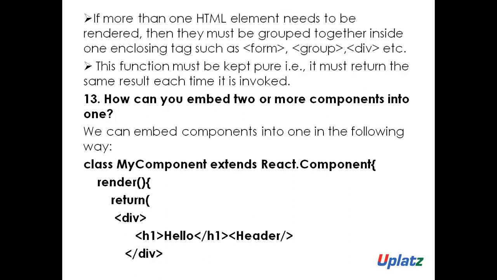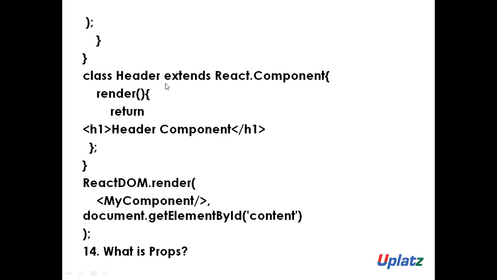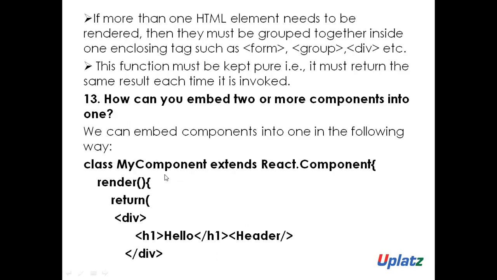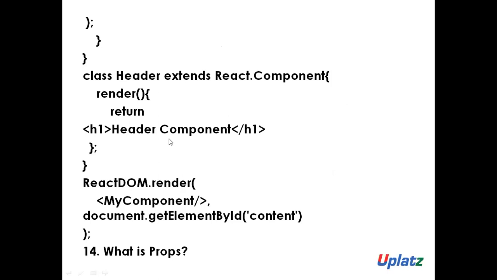How can you embed two or more components into one? How can we do that? So I have a class, my component, extending React.Component. I have a render, and inside that I have a div. So I have a class Header extending React.Component, and inside render I have returning my h1, and in my DOM I'm just making my component. So this is how we can embed two or more components in one.